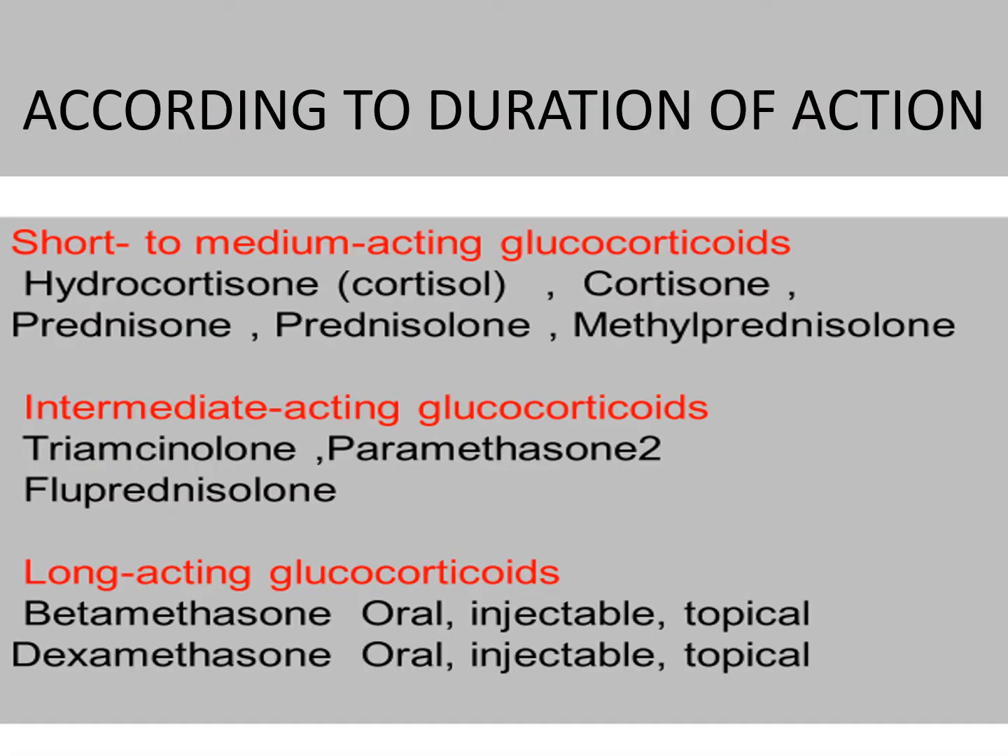According to the duration of action, we can classify like this: short to medium acting glucocorticoids, hydrocortisone, cortisone, prednisone, prednisolone, methylprednisolone. Intermediate acting glucocorticoids are triamcinolone, paramethasone, and fluprednisolone. Long acting glucocorticoids are betamethasone and dexamethasone. Oral, injectable, topical, both of the formulations are available.